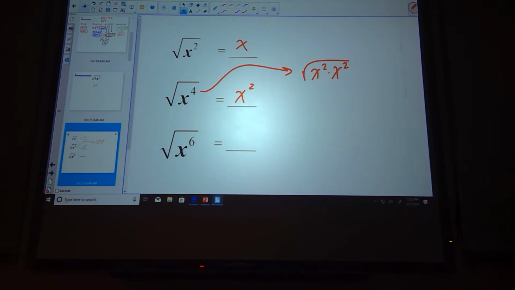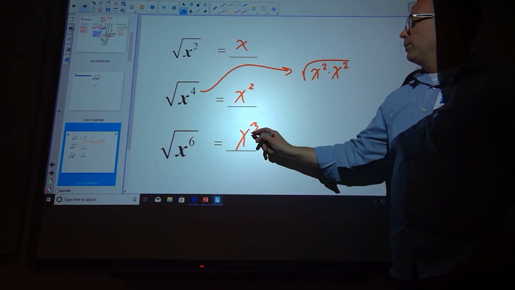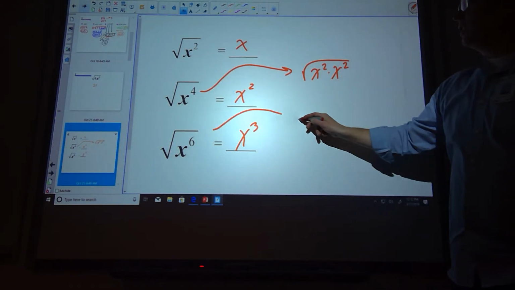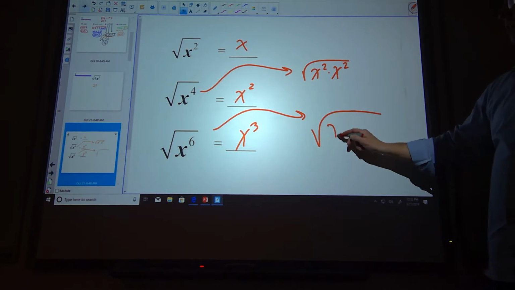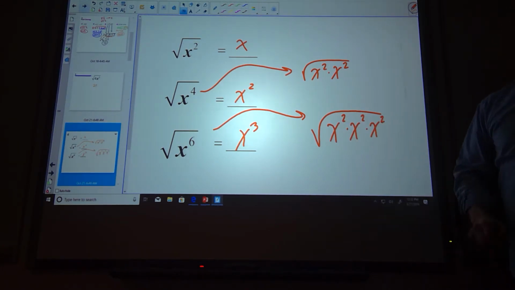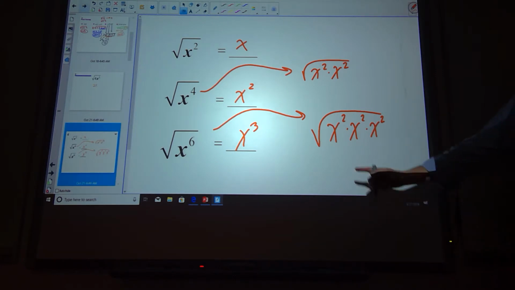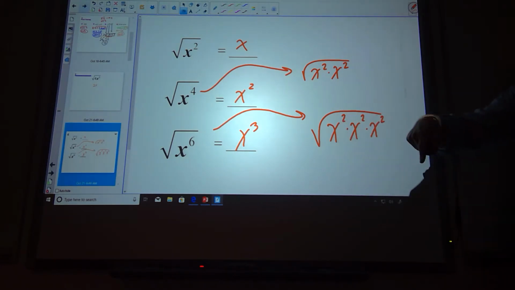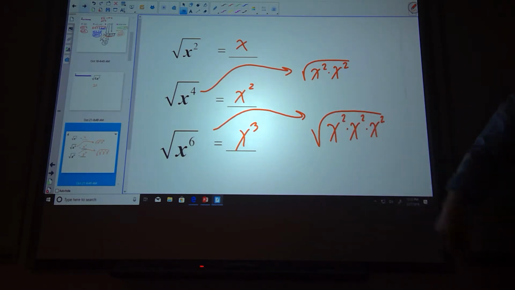What do you think about that other one? X cubed. Absolutely, this is x cubed. All right, so again, let's think about what this is. This is the same thing as x squared times x squared times x squared. Square root of x squared is x, square root of x squared is x, square root of x squared is x. So I have x times x times x outside, which is x to the third.